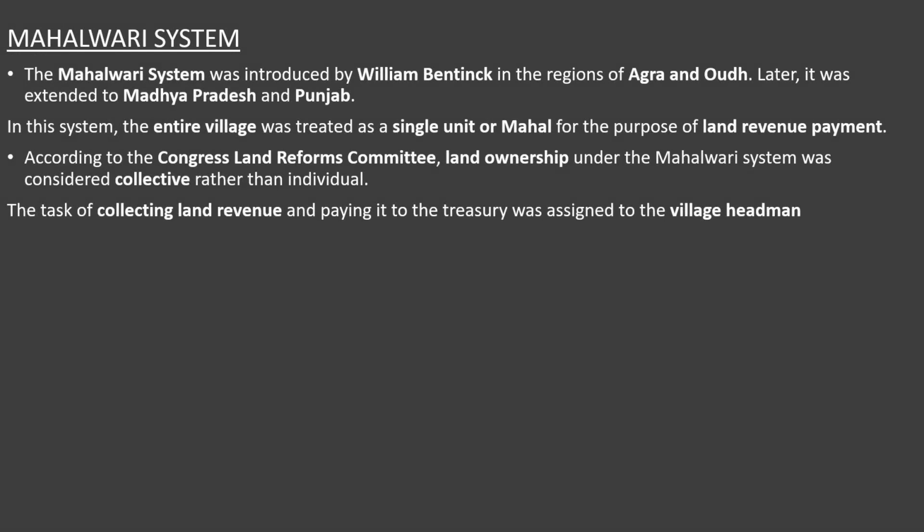So the next type of land tenure system is the Mahalwari system. The Mahalwari system was introduced by William Bentinck in the regions of Agra and Awadh. Later, it was extended to Madhya Pradesh and Punjab. So, Agra and Awadh are cities in Uttar Pradesh.